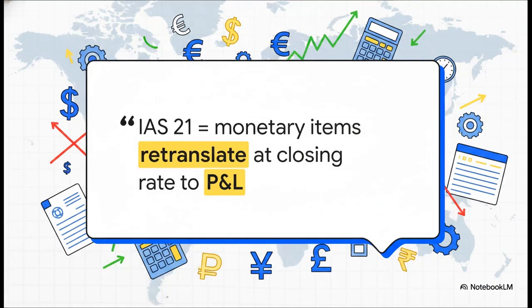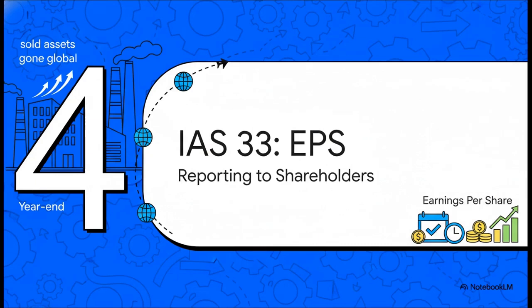And honestly, here is a fantastic cheat code for you. The ultimate one-line trigger for foreign exchange questions. IAS 21 equals monetary items retranslate at closing rate to P&L, foreign sub-translation differences to OCI. Seriously, this simple phrase is an absolute lifesaver when things get confusing with those giant exchange rate tables on exam day. Moving to Section 4, IAS 33, earnings per share.